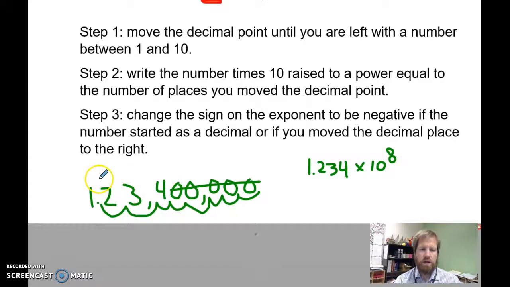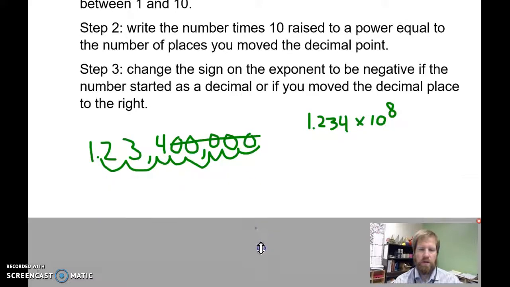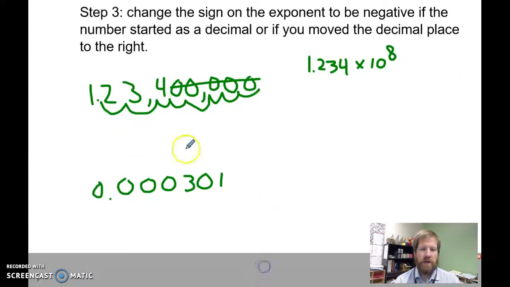Okay? You can also remember if your number started out big, you're going to have a positive exponent because you're going to need to multiply this small number times a big number in order to get it back up to its original size. Okay, if we look at the other kind, now we've got a really small number. Because it's a decimal, I know I'm going to have to move my decimal place to the right, I know that when I change this to a number between 1 and 10, I'm going to have to multiply it by a very small number, okay, or a negative exponent.